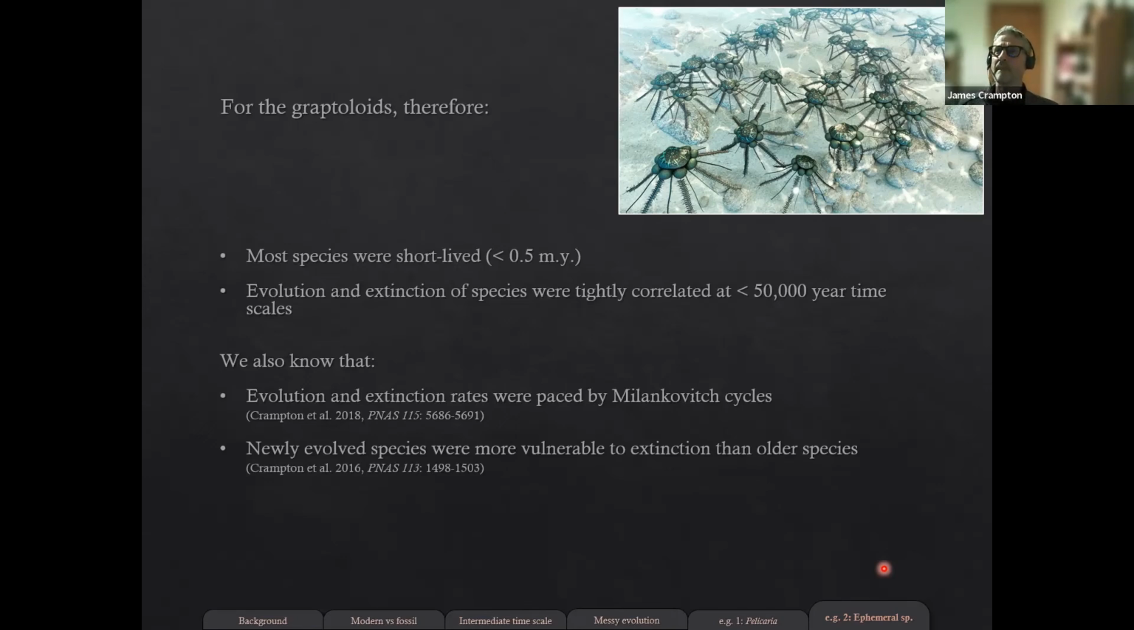So if you had two species alive together, one that had been around for 10 million years and one that had been around for 500 years, classic theory would say those have an equal chance of going extinct. It doesn't matter how long you've been around. You have, at any time, as much chance of going extinct as the thing that's only been around for a short period of time. Well, in fact, we see that's not the case. We see that the species that are newly evolved are much more vulnerable to extinction than the species that have been around for a long time.